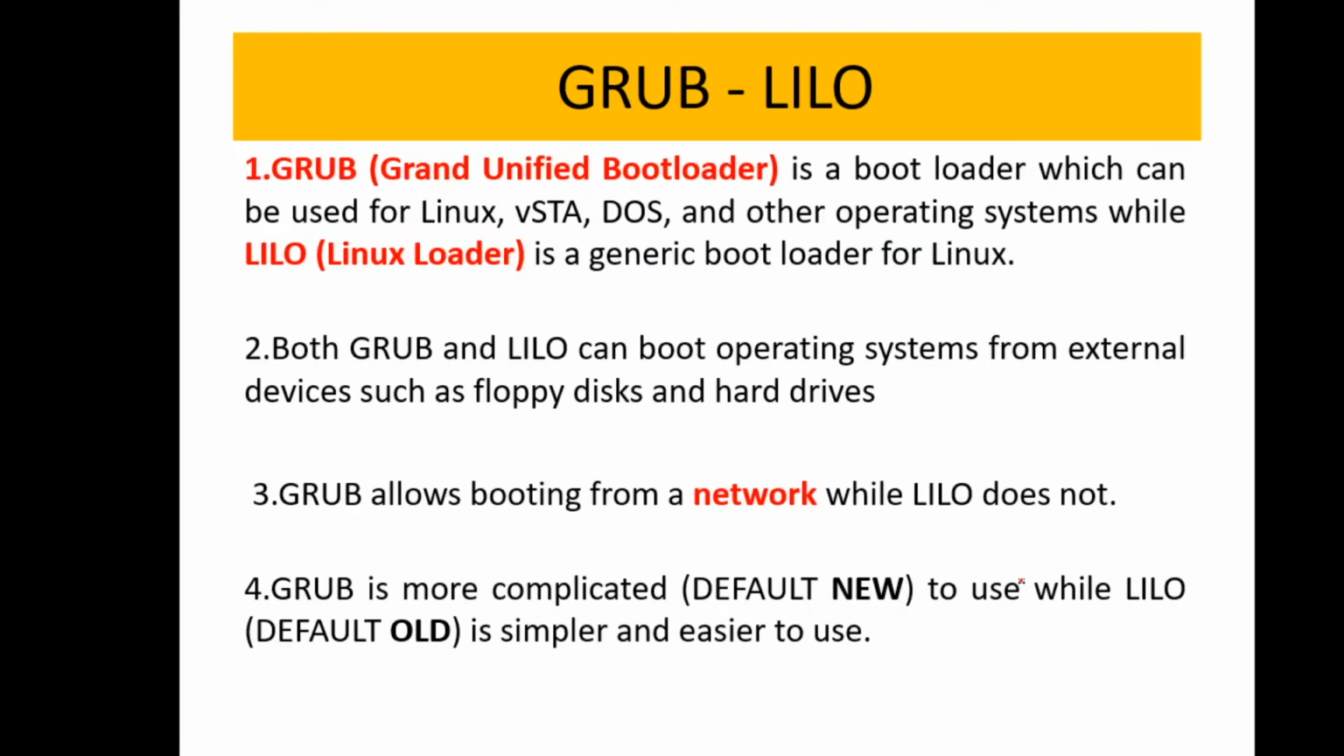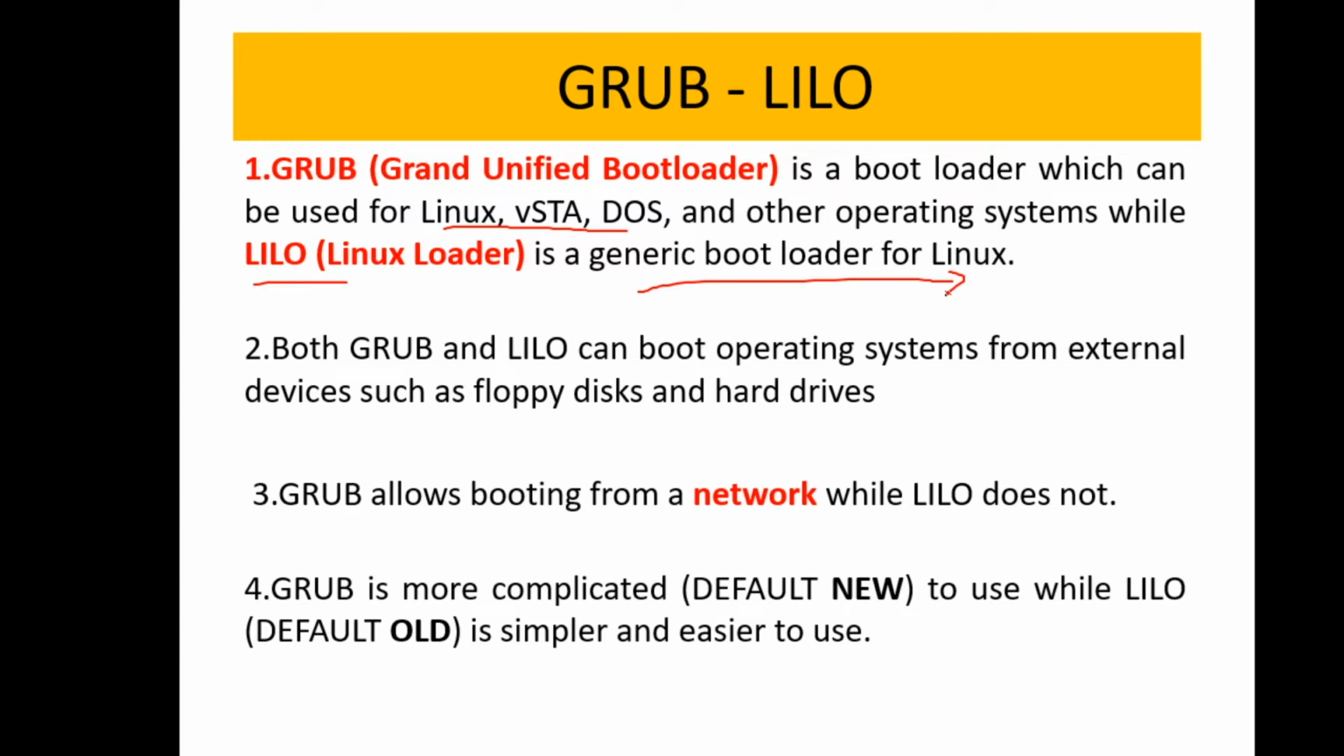So the GRUB and Lilo. GRUB is the Grand Unified Bootloader. It's a loader which can be used for Linux or DOS or Windows. So for these operating systems, GRUB is used, while Lilo, the Linux Loader, is generic for the Linux operating system. Both GRUB and Lilo can be used for booting the operating system from external devices such as floppy disk and the hard disk.